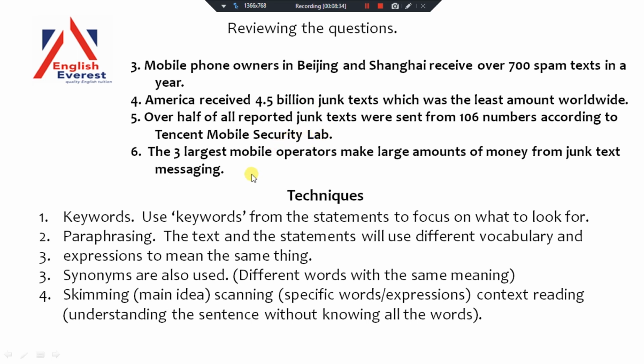Now the techniques that we use are keywords, which I've already explained, paraphrasing, which I've already explained, synonyms, which I've also explained. There are 2 number 3s there, which there should not be. Skimming, scanning, context reading. Again, if you're studying for IELTS, you will know these things. Context reading, a little different. What that means is you can understand a sentence without knowing all the words in it. You understand the meaning of the context of the sentence. So we call that context reading.